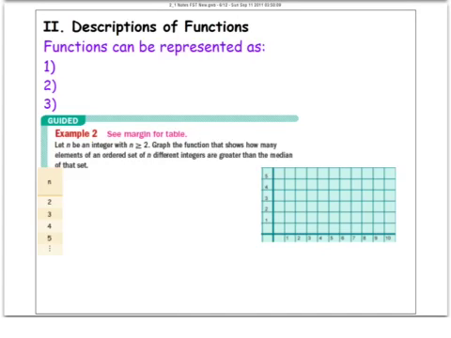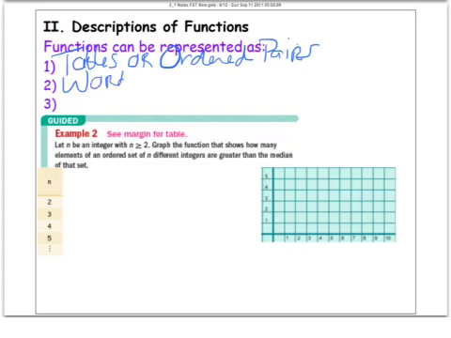Now, again, a relation is a set of ordered pairs. When we determine if it's a function, there are 3 things we can do. We can look at tables or ordered pairs. We may also look at words or equations, which is how functions can be represented, which we just saw with the muffins. And a third way is from a graph.